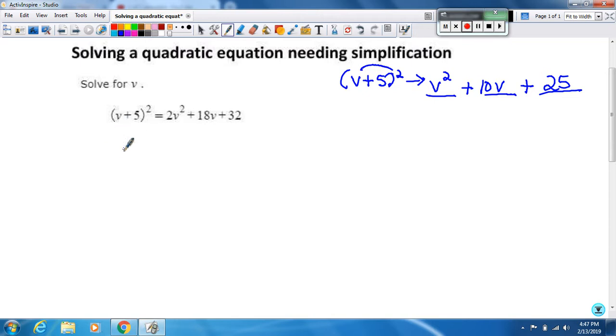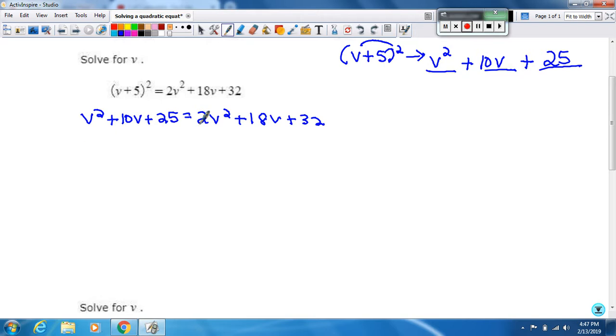Okay, that's what the left-hand side comes down to: v squared plus 10v plus 25 equals 2v squared plus 18v plus 32. Okay, I need to move everything to one side because I have to have 0 on one side. I'm going to leave the v squareds positive, so I'm going to have to take this 1v squared and take this entire side and move it over. So the 1v squared becomes a negative 1v squared because you've got to do opposites.